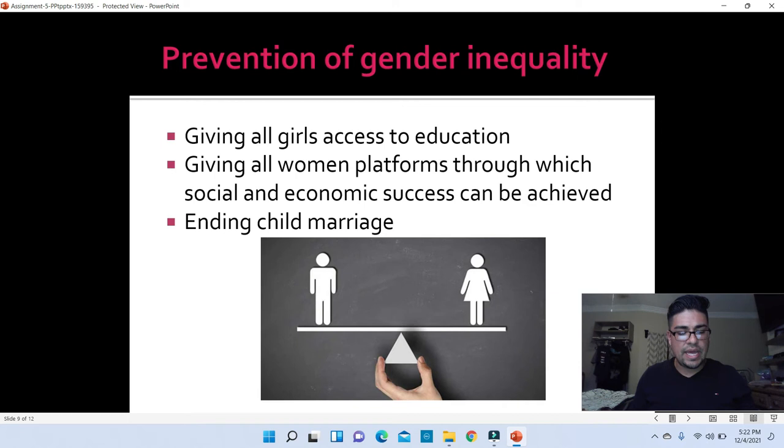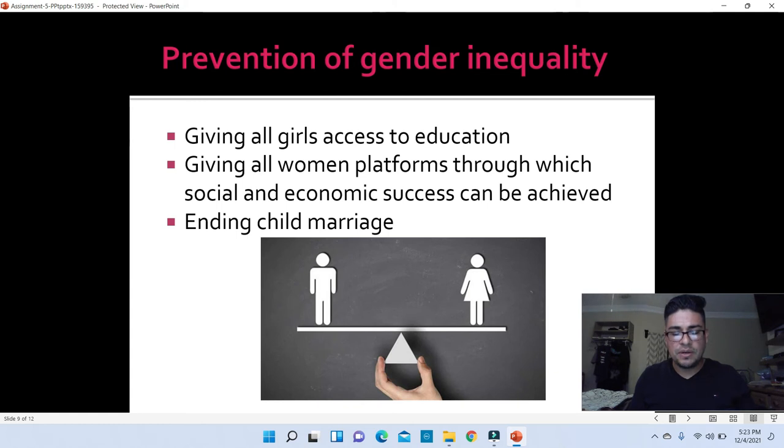The next way of preventing gender inequality is giving all women platforms through which social and economic success can be achieved. Globally, women have less political representation than men around the world. 62% of the countries have not experienced a female head of government or state, which has to be changed.